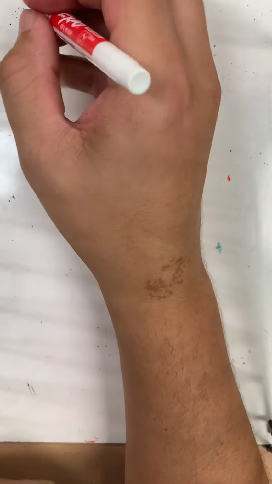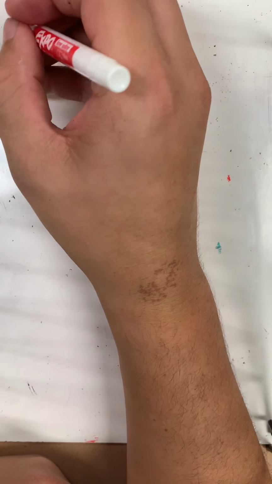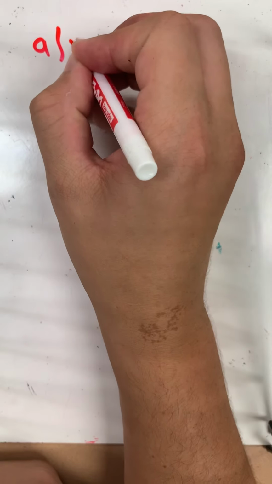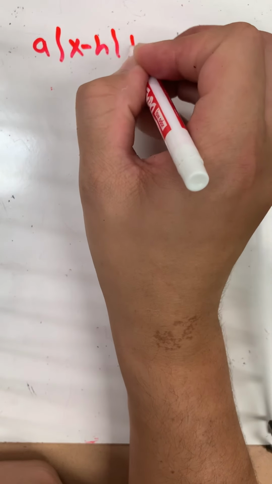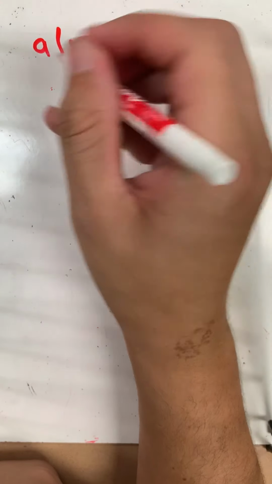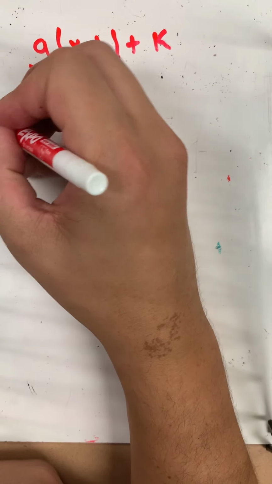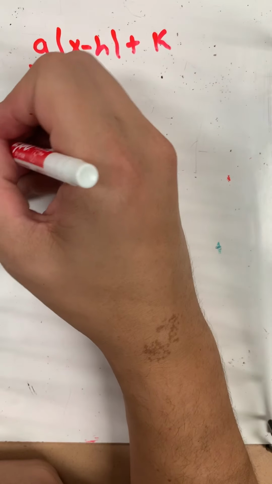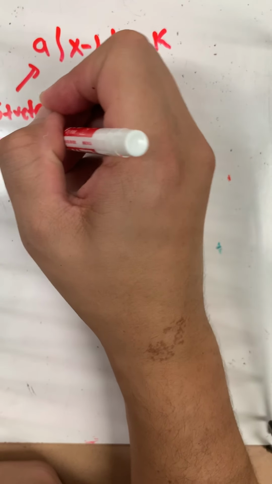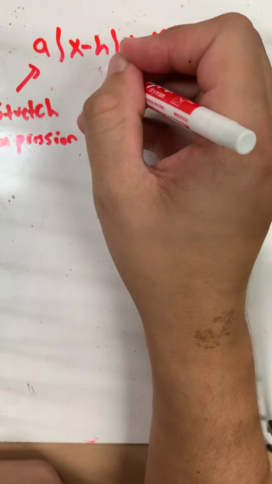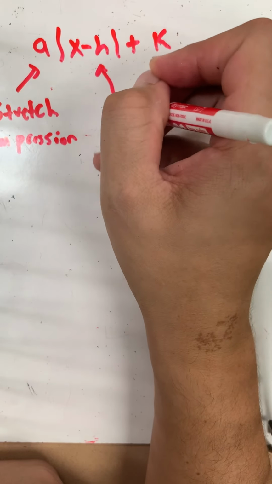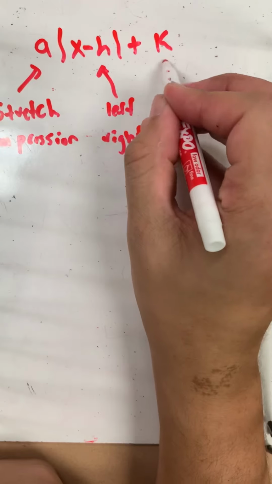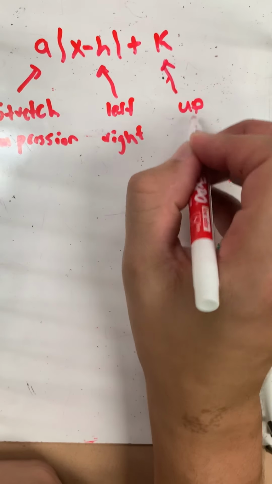And so remember that whenever we're graphing, we want to keep in mind our basic equation of A, absolute value of x minus h, plus k. Remember, this is our stretch or compression. This is left or right. And this is up or down.